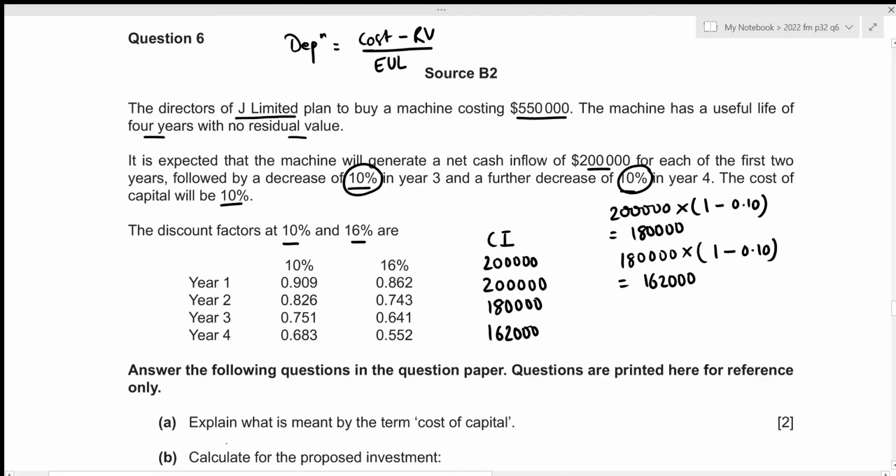For the first part of this question, we need to explain what is meant by the term cost of capital. So cost of capital is basically the cost of financing an investment. And the financing can be done through either debt or equity, right? And the cost of capital is also the minimum required rate of return for an investment. So if our rate of return for any sort of investment is lower than that of the cost of capital, then the company should not follow that investment or go with that proposal or plan.